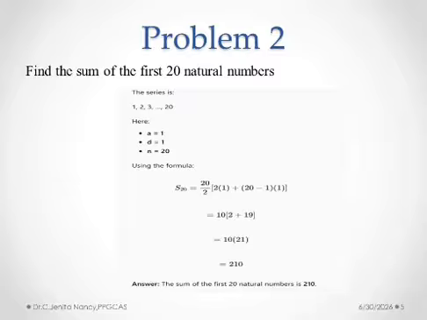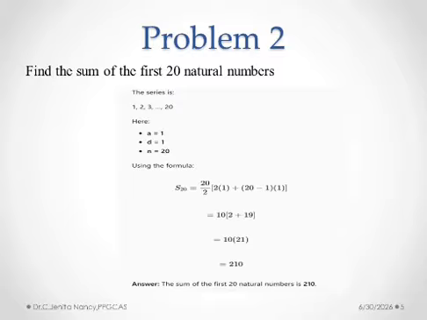Now, problem number 2. Find the sum of the first 20 natural numbers. Now, the series is starting from 1, 2, 3 till 20. Here, we know that the first element is 1. Therefore, we take the first term A is equal to 1. It is obvious that the difference between the second element and the first element is 1. The difference between the third element and the second element is also 1, and it goes on such that the common difference D is taken as 1 in this sum.